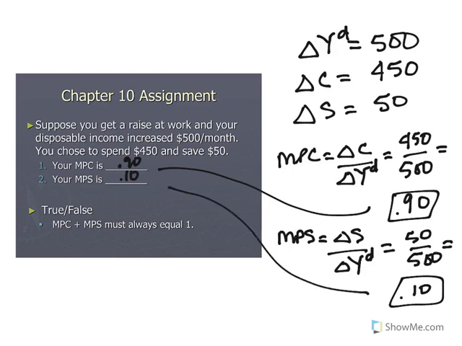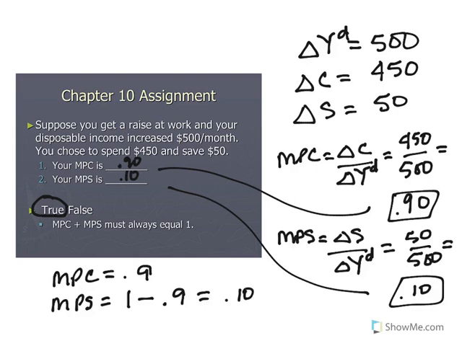Now remember, I also told you that the MPC plus the MPS must always equal 1, so we know this is a true statement. So I really didn't even need to use this formula to calculate MPS after I'd already calculated MPC. In other words, once I calculated MPC to be 0.9, then I could have just done MPS is 1 minus 0.9, which would have given me that 0.10. So again, that was just the shortcut that I could have done instead.